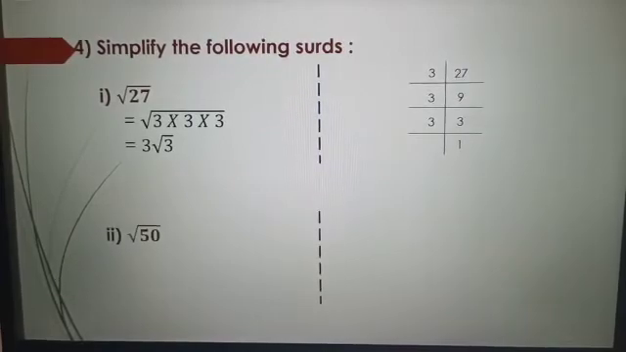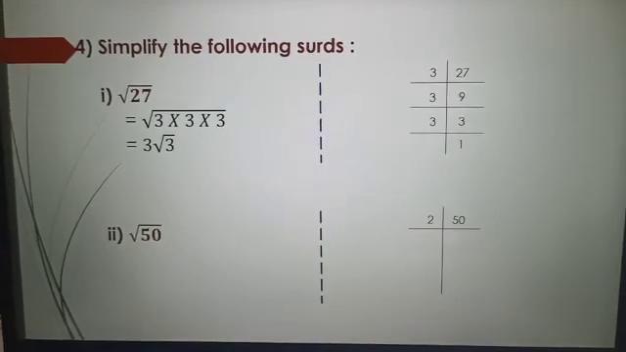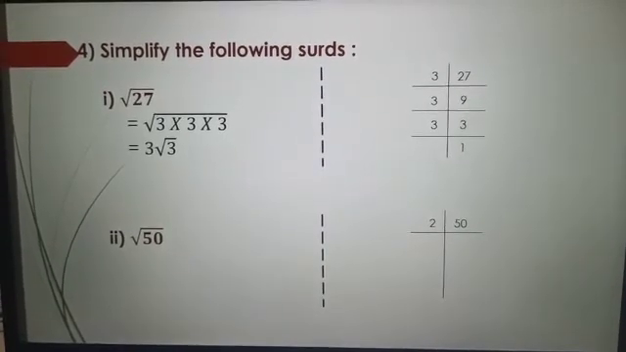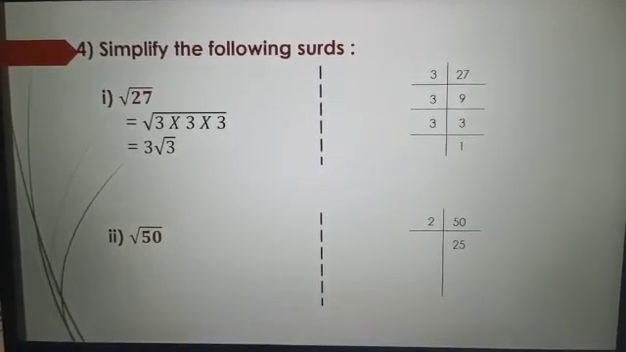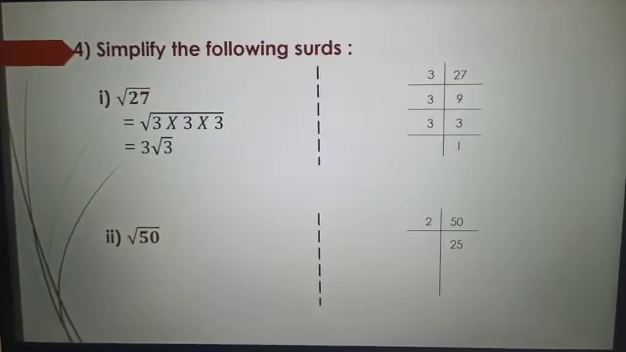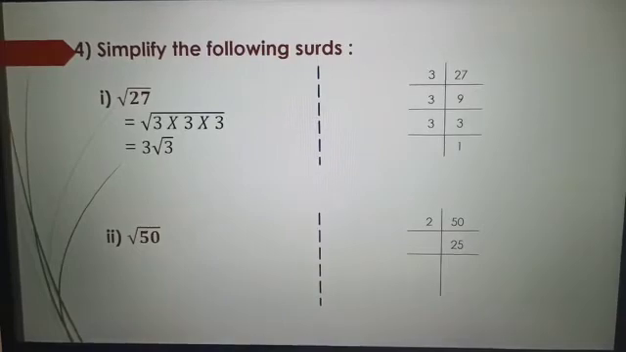Now question number 2. Square root of 50. So 50 will go on which table? 2 table. So write 2 outside. How many times 50 into 25 times? This 25 goes on table number 5. So we have to write 5 outside. How many times 25 in 5? 5 times. So write 5 here.